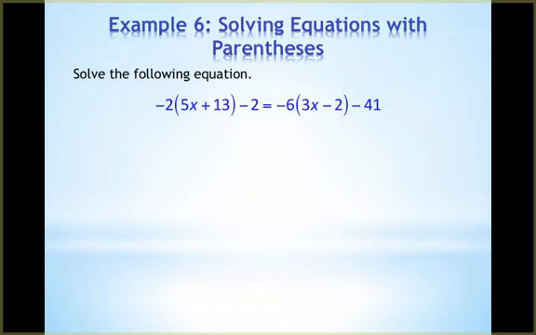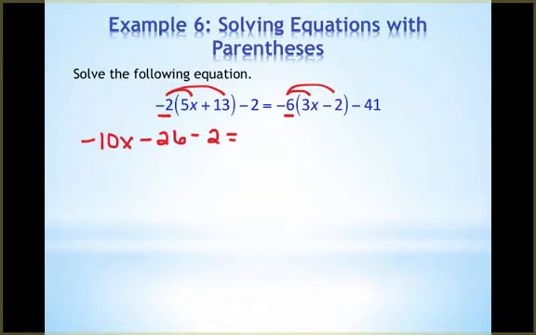Now let's look at a problem where we've got some grouping symbols. So what we're going to do here is use the distributive property to multiply negative 2 times both 5x and 13. So if I do negative 2 times 5x, I get negative 10x, and negative 2 times positive 13 would be negative 26. Then we'll just bring down my negative 2. Then again, I'm going to use distributive property here and multiply by negative 6. Negative 18x and negative 6 times negative 2 would be plus 12, and bring down the 41.